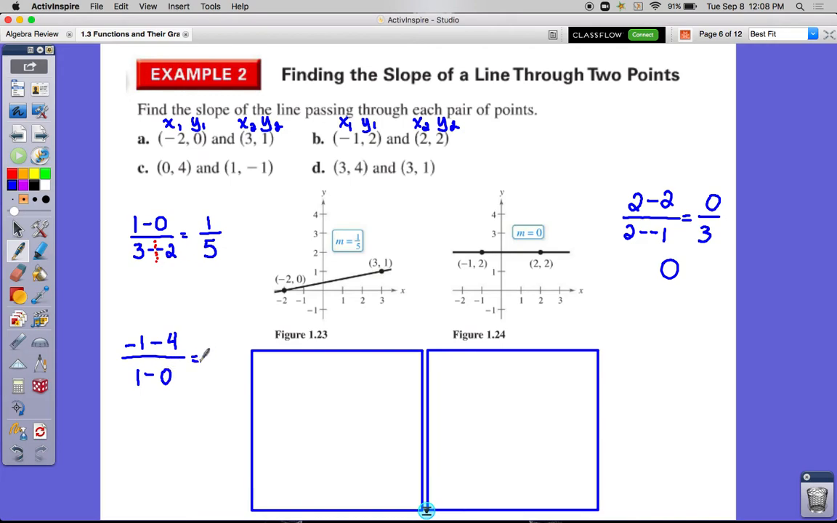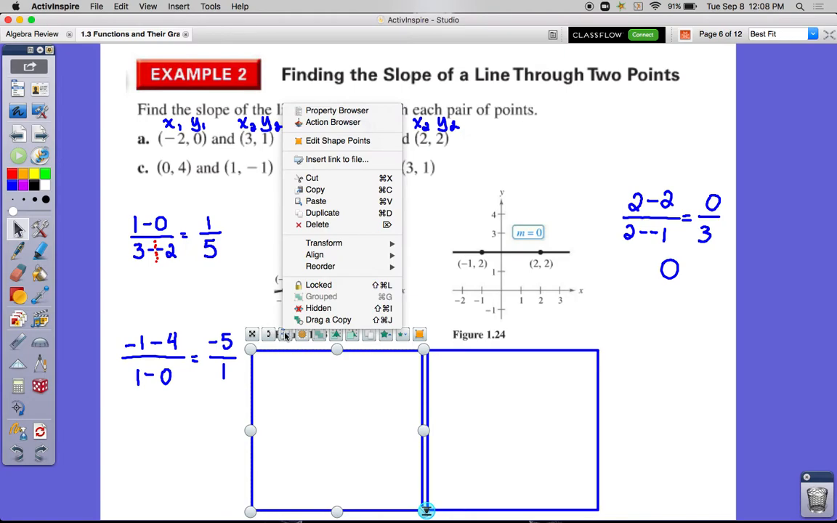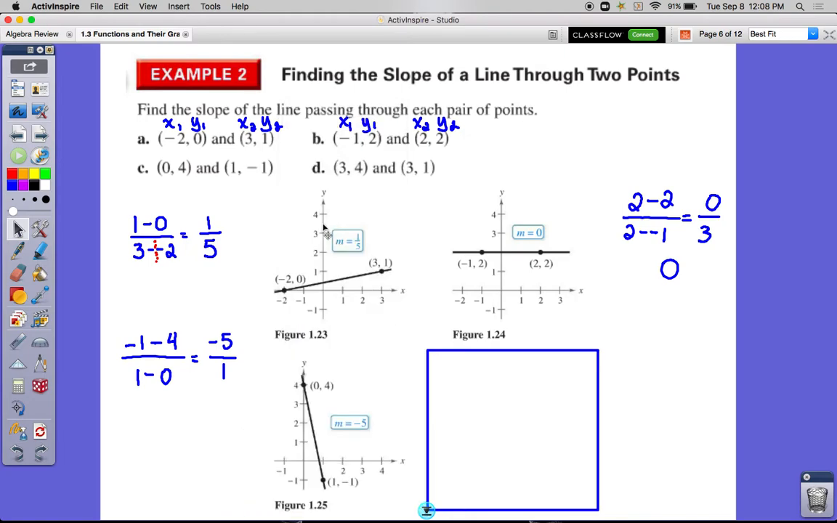So negative 1 minus 4. I owe somebody $1, owe somebody $4. I'm going to be owing some more money. And a grand total of 5. 1 minus 0 is 1. Negative 5 over 1, well, that's just equal to a pretty steep negative slope of negative 5.